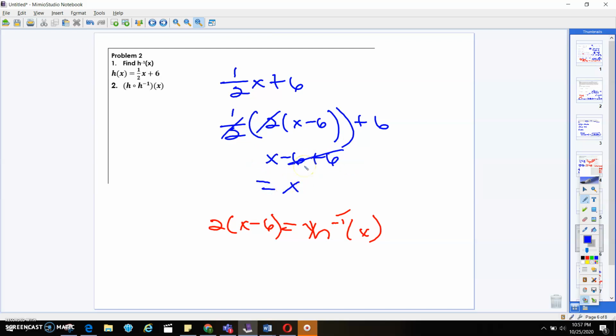So what do you notice about h and h to the negative first power? Those are inverse functions, and this is proving that the composition of them shows that they are inverses of each other. So if you weren't sure that your inverse is actually your inverse, then that's one way to check it.